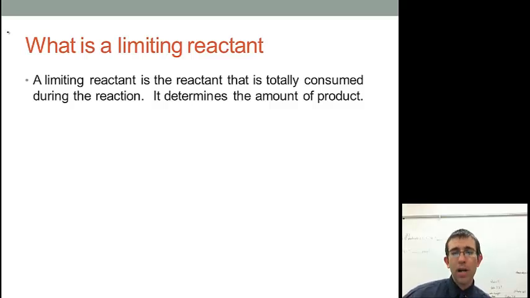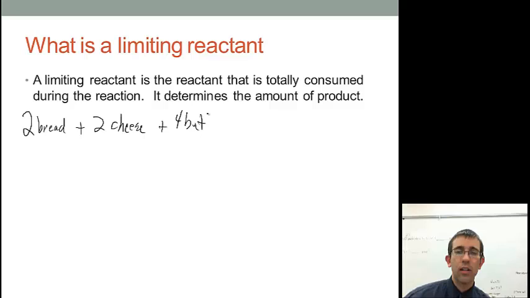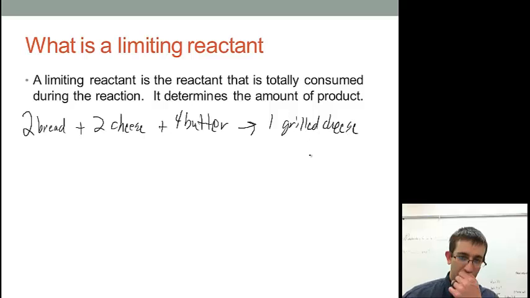Well, let's go back to my example I gave in the first video on this chapter about making grilled cheese sandwiches. We said we wanted to use 2 pieces of bread plus 2 pieces of cheese plus 4 squirts of butter. And I said when we did that, we'd make 1 grilled cheese sandwich. Now remember, reactants are on the left side of the equation. So when I say limiting reactant, I'm just talking about our reactants over here.